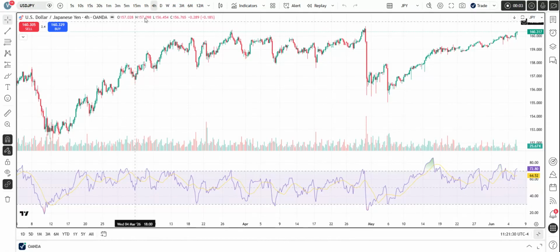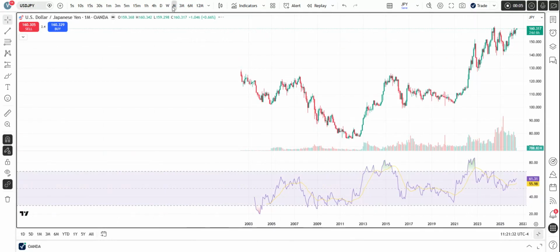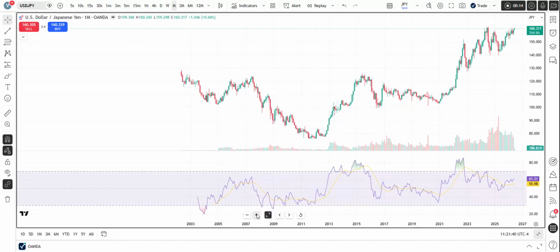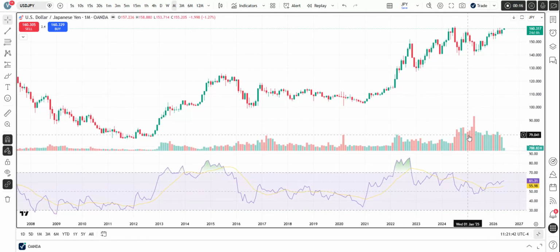Okay, so let's look at the monthly. It's going up here. This is USD Japan, and right here we got a lot of sellers, and then the buyers come in, and it's going up.